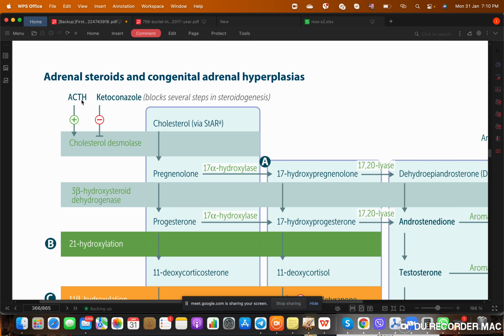So we have ACTH. ACTH is a hormone produced by the anterior pituitary gland. Remember, it comes from something called proopiomelanocortin. That's why people with high ACTH are also going to have a high MSH. When they have high MSH, which is the melanocyte-stimulating hormone, they also get something called hyperpigmentation. Yes? So they're right.